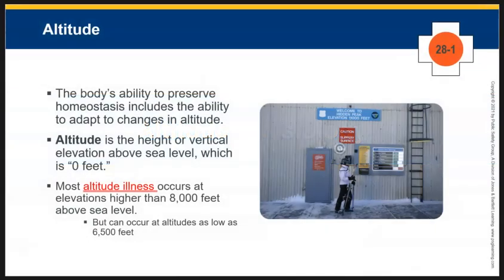So altitude physiology begins with this idea. Our body has a unique ability to preserve homeostasis, which is a steady state. In chapters 25 and 26, we talk about the ability to thermoregulate, but we also have the ability to adapt to changes in altitude. Altitude is the height above mean sea level, which we call 0 feet, and altitude illnesses typically occur at higher than 8,000 feet above sea level.